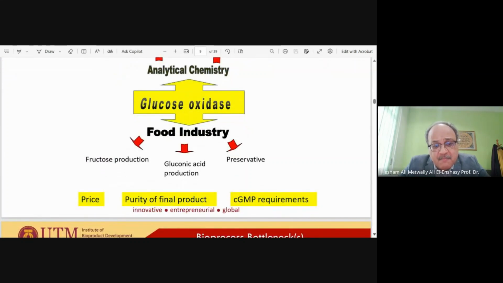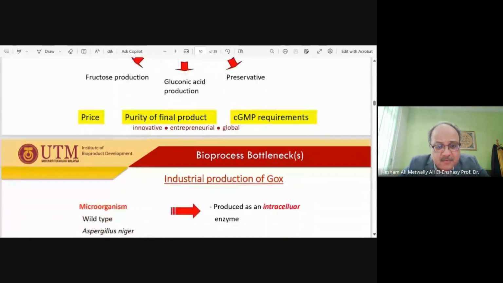But the main three things you are usually looking for are price, purity of the final product, and CGMP requirements. Does this production process need CGMP or not? For this process, since you are not producing medical compounds, you don't need CGMP requirements, but you need HACCP requirements or other guidelines for sanitary production, which makes it easy in this process.